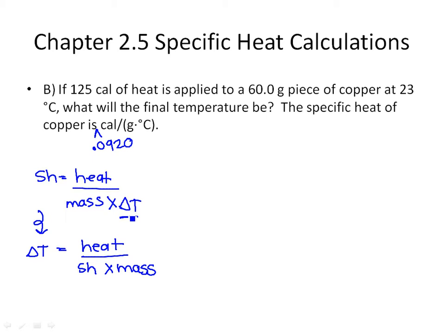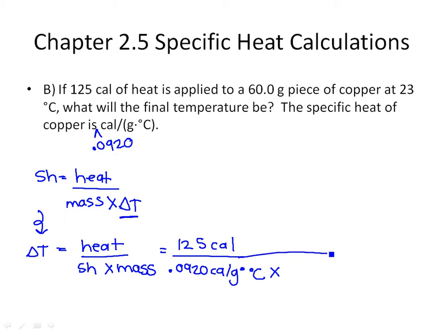I think this is where most students mess up. They even get this part right, and then they don't think about what the problem's asking. So the heat is 125 calories. Our specific heat is given to us. And our mass is 60 grams. So when we do the math, we get 125 divided by 0.0920 times 60, and that gives us 22.6 degrees C.